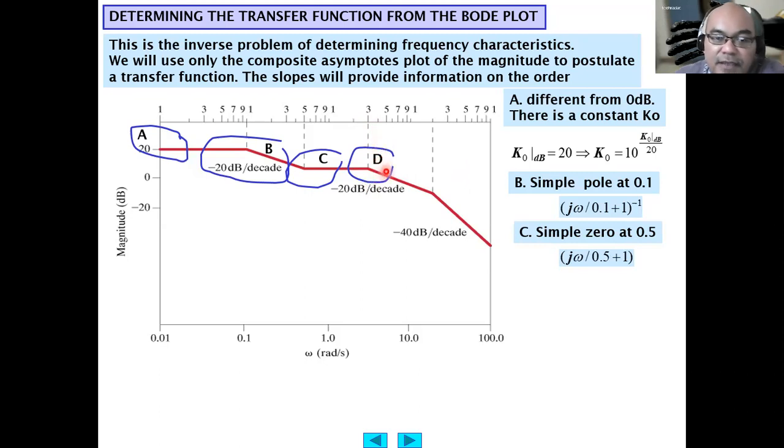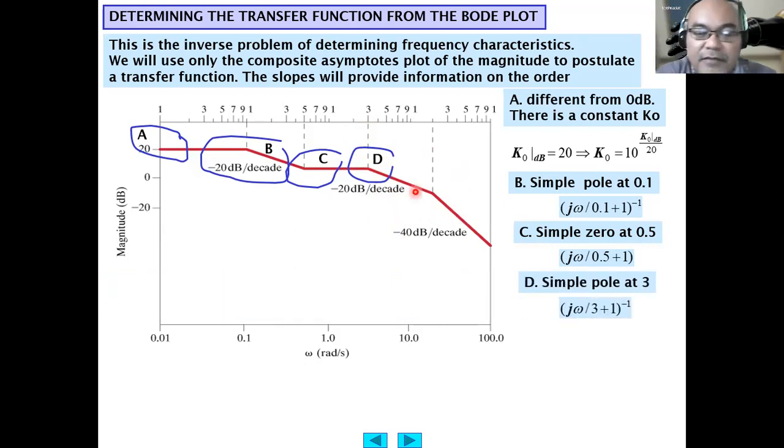The corner frequency is 3 radian per second. So this should be a pole, because it makes the composite decrease again by minus 20 decibel per decade. So we know that the transfer function of this is (j omega divided by 3 plus 1) power minus 1, because it is a pole.